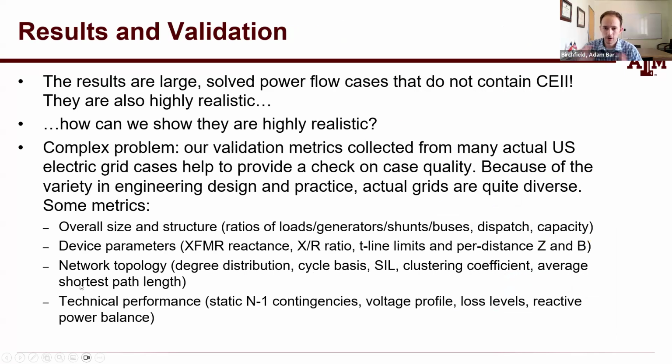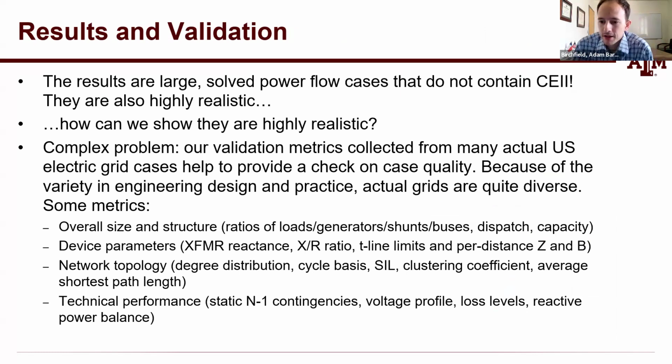Okay, so the results of this long process are that we have large scale power flow cases that don't contain CEII, which is good. They're also highly realistic because we're meeting a bunch of different characteristics. But we also want to be able to show that they're highly realistic. And this is a really complex problem for a number of reasons.